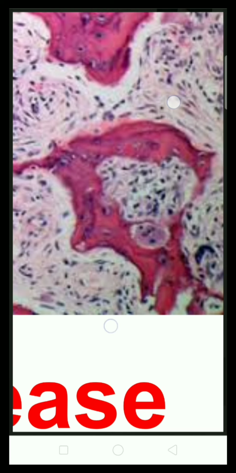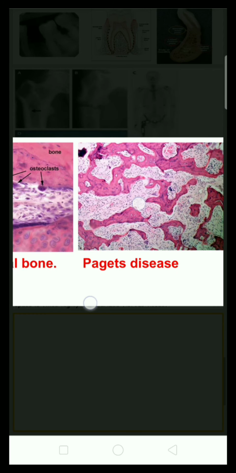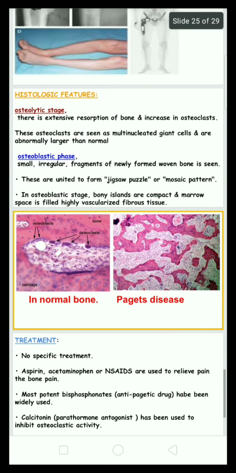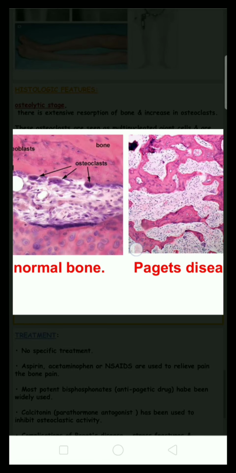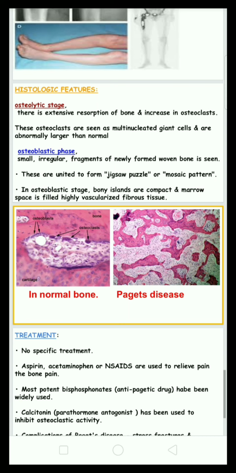So the osteoclastic activity is higher, and we see more fibrous connective tissue that is highly vascularized. These areas are very highly vascular. The bone is arranged in zigzag and mosaic patterns, highly vascular and filled with fibrous tissue.